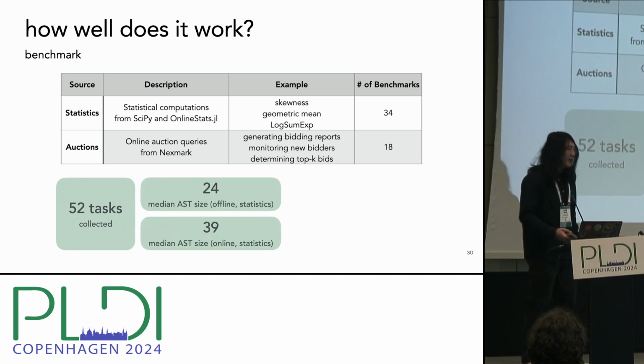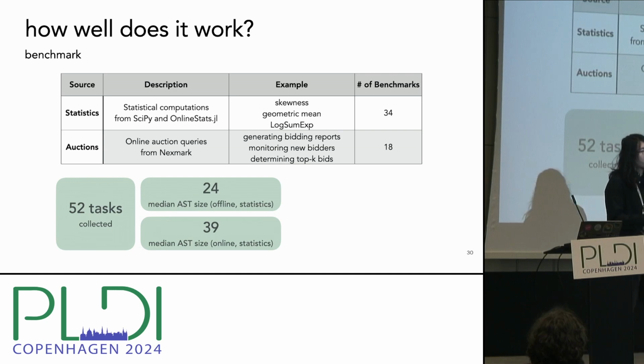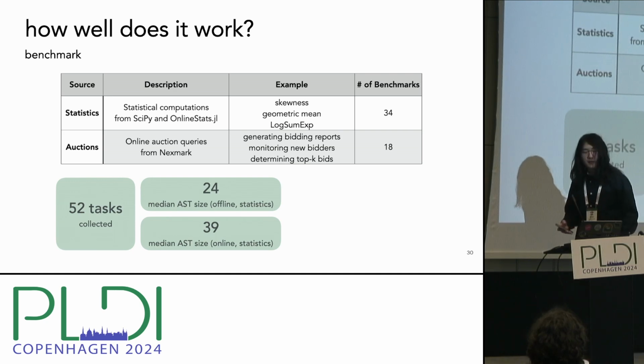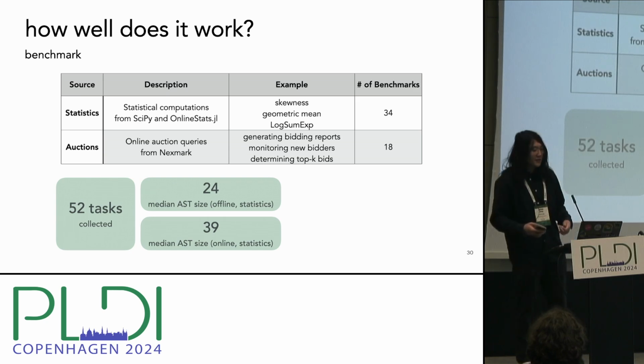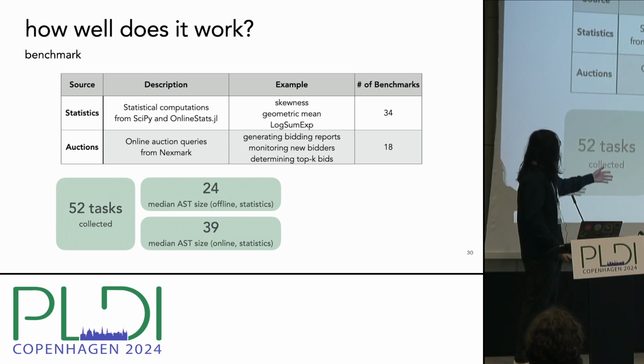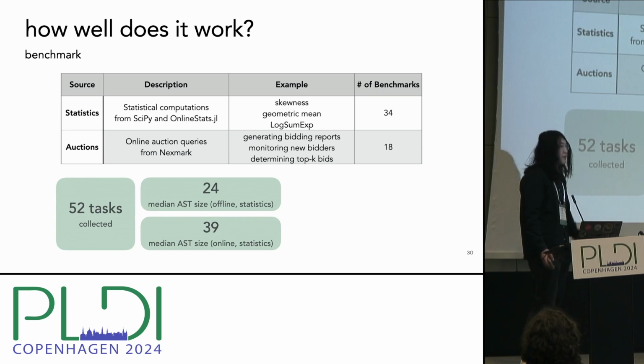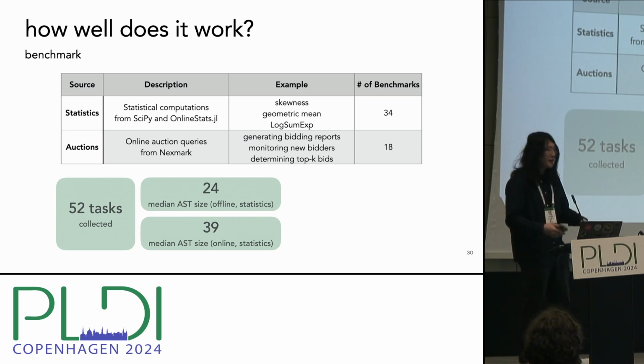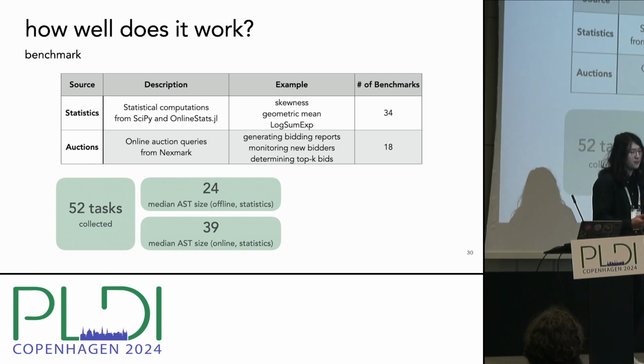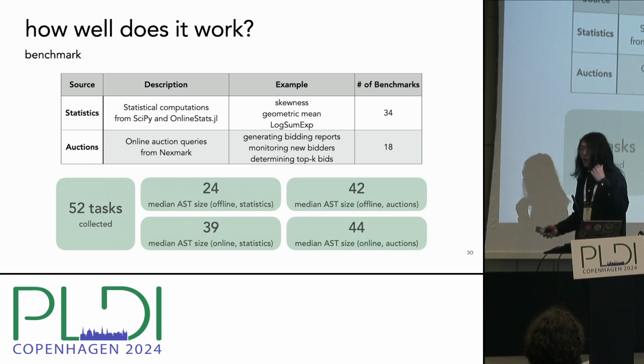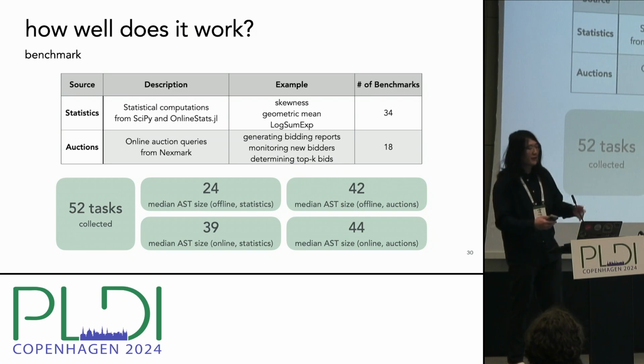Here we studied the AST size of those programs in these 2 categories. For statistics functions, you have a slightly or significantly larger online program due to the complexity introduced by cubic and quadratic expressions. But for auction programs, they usually stay relatively the same.